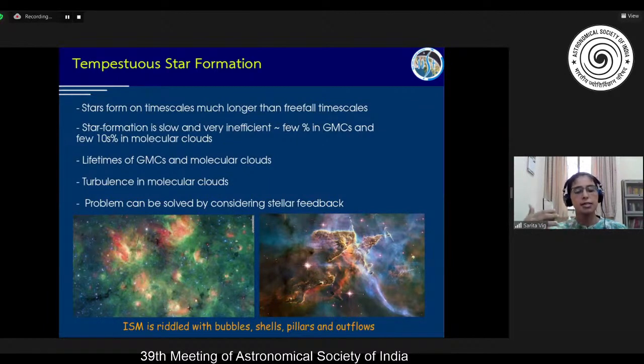One way to understand this is the effect that stellar feedback has on the interstellar medium itself, because it slows down this entire process. In addition, turbulence has been observed in molecular clouds, and it is everywhere in molecular clouds, GMCs, and even at very small scales. And to understand this turbulence also, one needs to invoke the effect of the feedback.